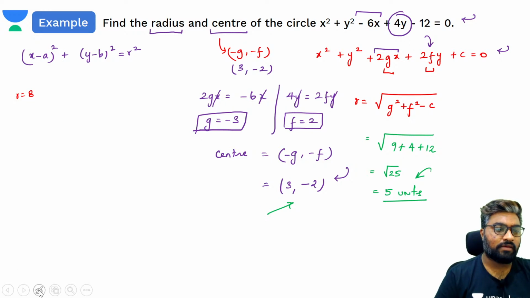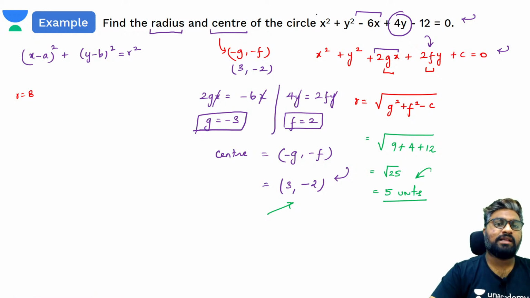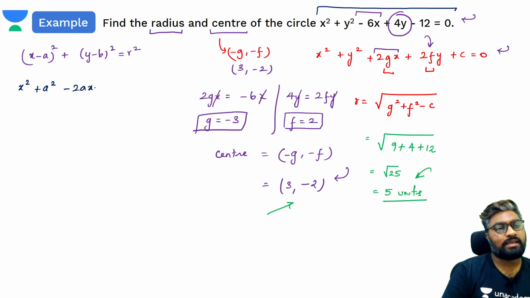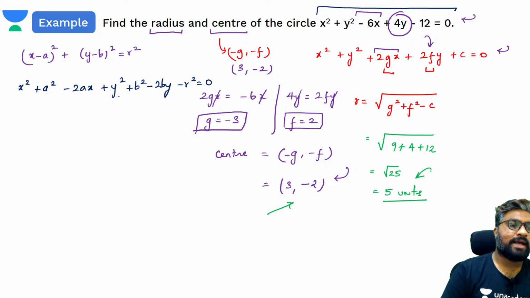Alternatively, if you don't want to get involved in too many terms, getting confused with this, then you can go ahead with completion of squares. Yes, if I open this particular term up, what will I get? I'll get x square plus a square minus 2ax plus y square plus b square minus 2by minus r square is 0, correct? So you have x square and y square, minus 2ax is basically equal to this part, minus 6x. Make sense?